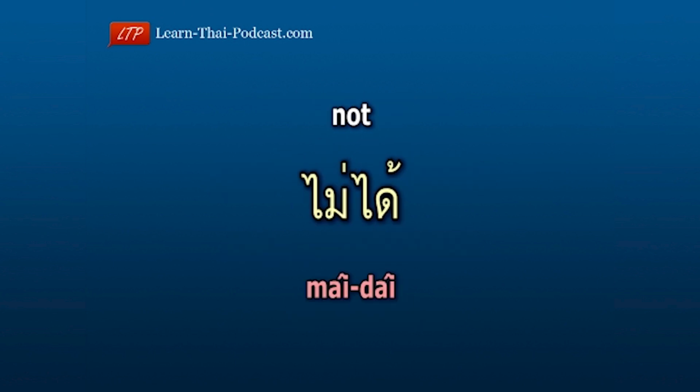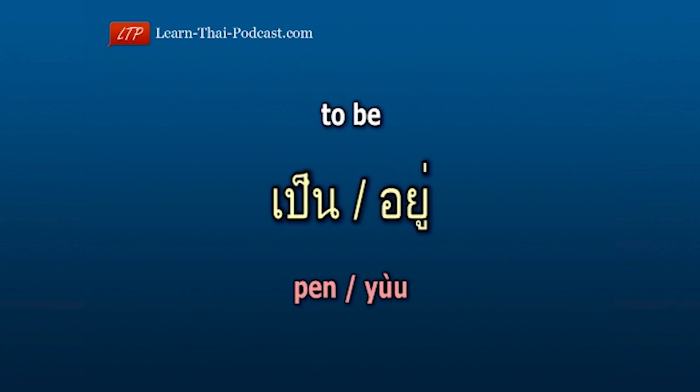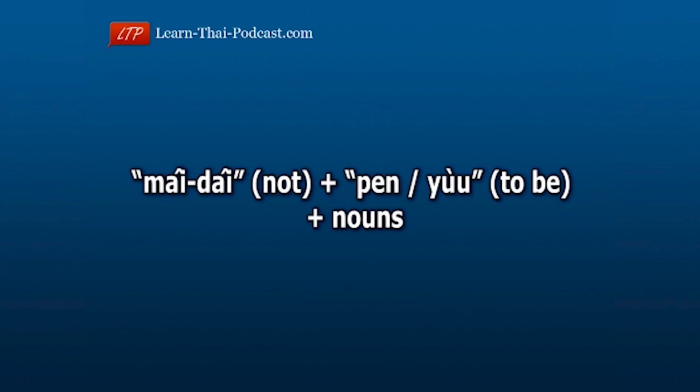The word ไม่ได้ is used instead of ไม่ when using it with เป็น or อยู่, which both mean to be. The sentence structure is ไม่ได้ plus เป็น or อยู่, which both mean to be, plus the noun.